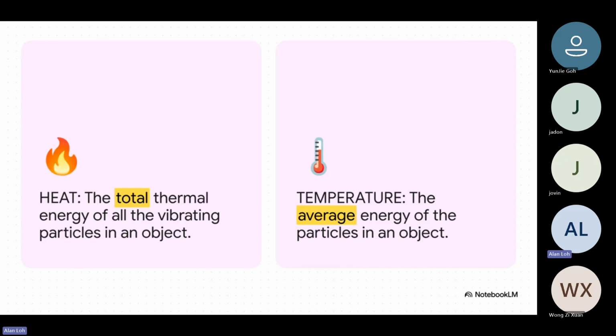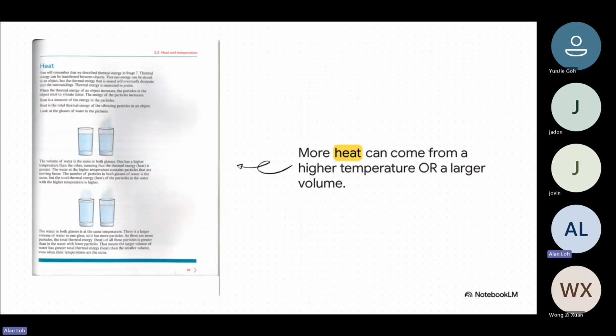Think of it this way. Temperature is the average energy of all the little particles in an object. Are they jiggling around kind of slow, or are they flying around like crazy? Heat, on the other hand, is the total energy of all of those particles combined. Just look at these two glasses of water. They make it super clear.